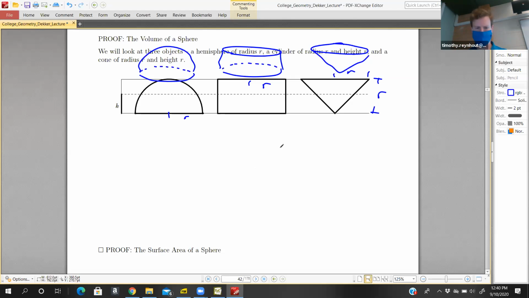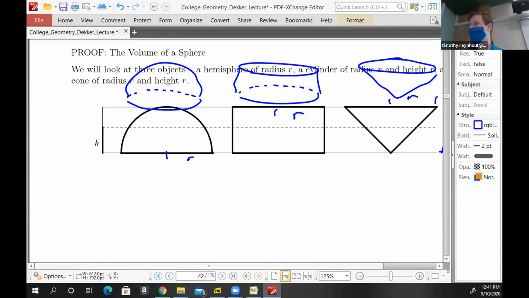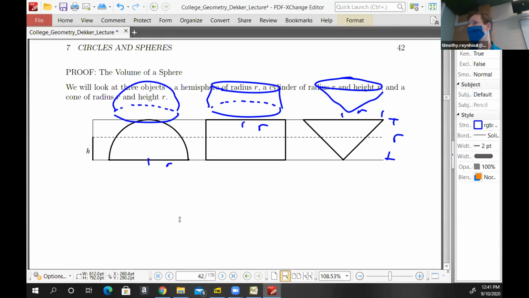I want to change how I have my screen input a moment, because I want to look at what I have written up. So you guys can see that now. And I want to see what I have. All right, excellent.